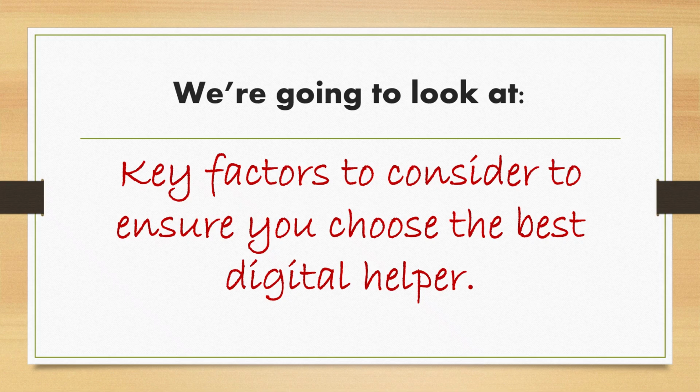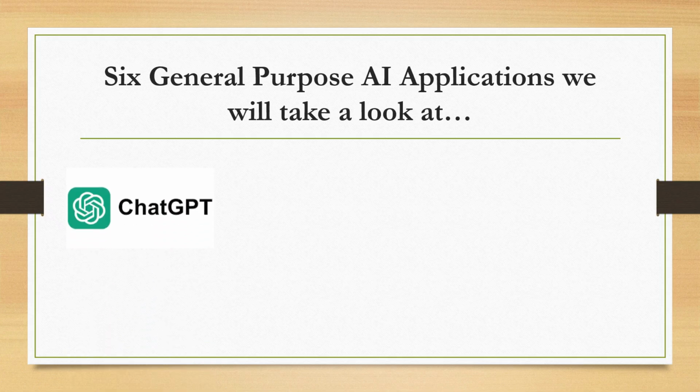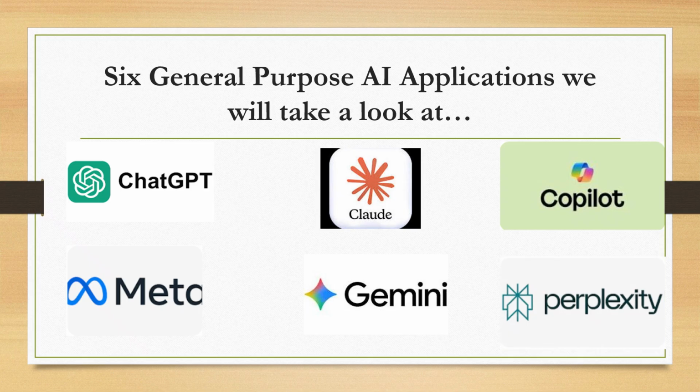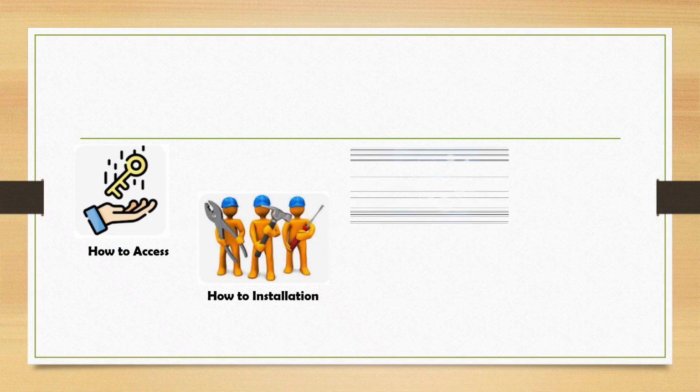In this lesson, we'll cover the key factors, and then thereafter, we're going to look at each general purpose AI application. We're going to specifically look at 6 general purpose AI applications. We're going to look at ChatGPT, Claude, Copilot, Meta AI, Gemini and Perplexity. Please note that there are other general purpose AI applications, but for this course, we are going to specifically look at these 6.